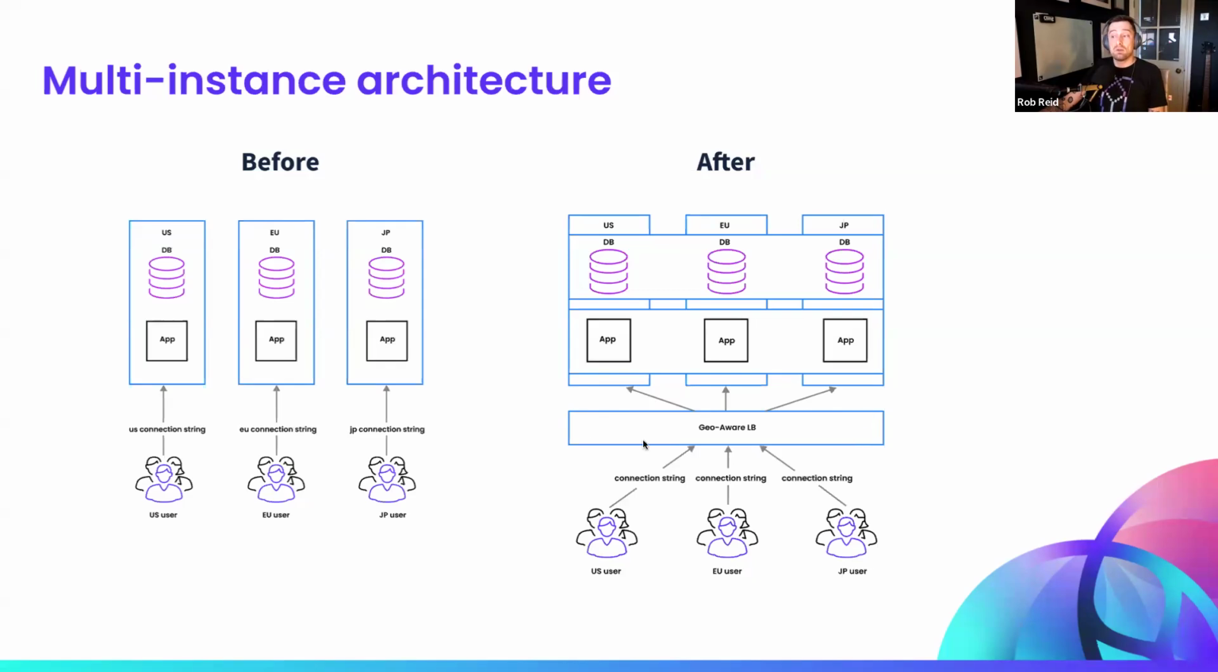A geo-aware load balancer. Obviously, if you want to have one connection string to manage, you can use a geo-aware load balancer, which routes customers to their nearest CockroachDB region.